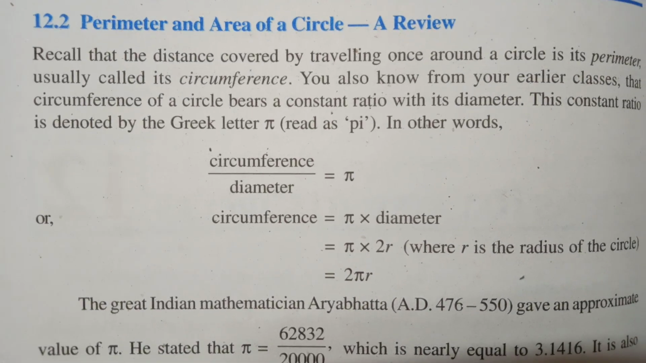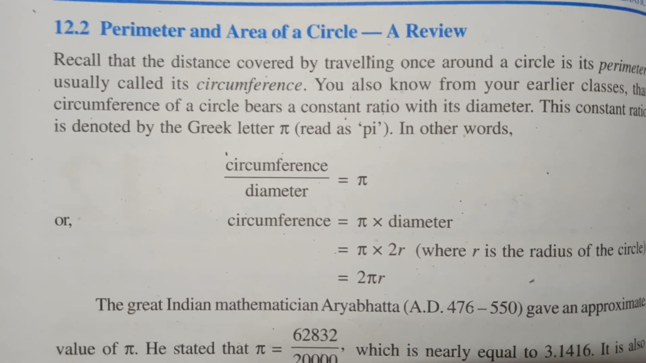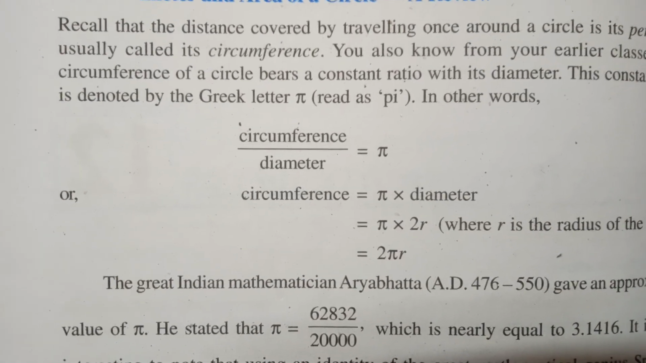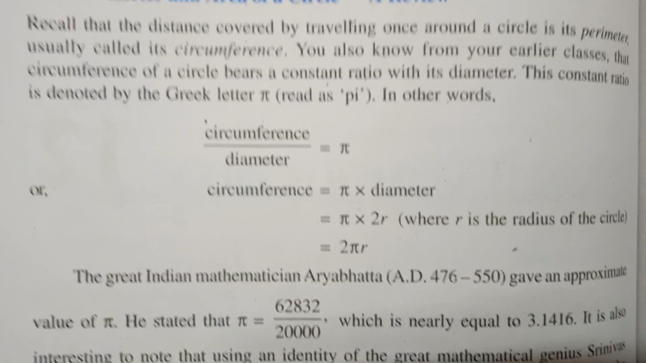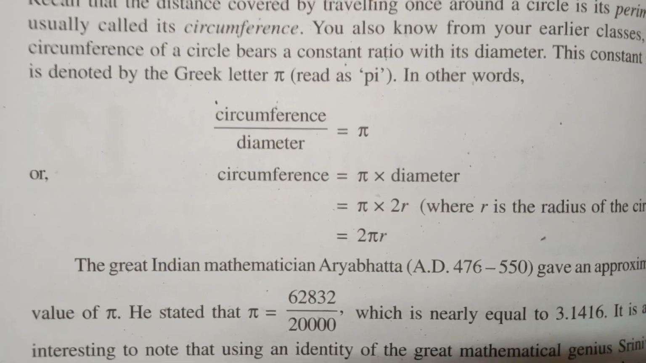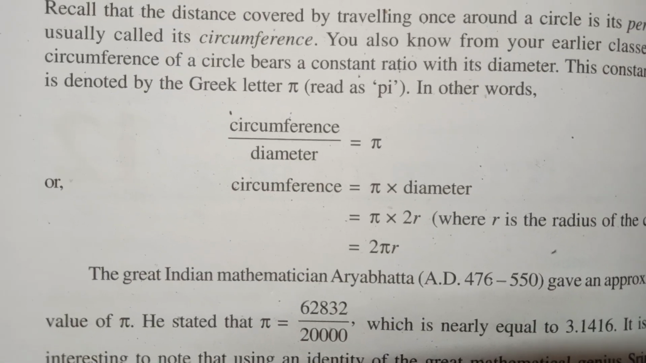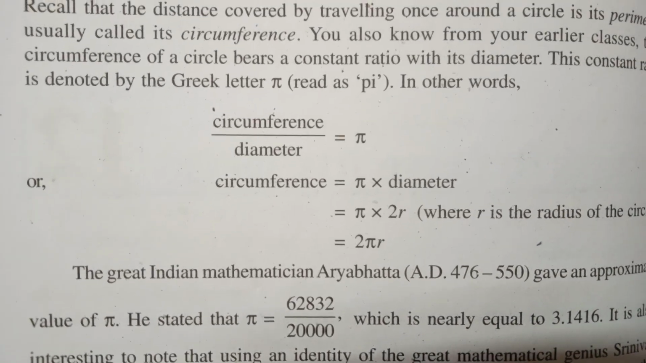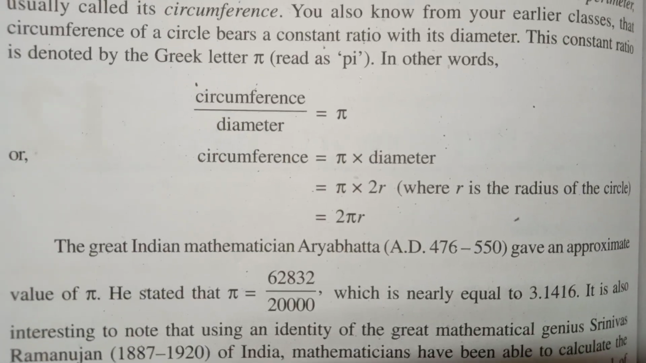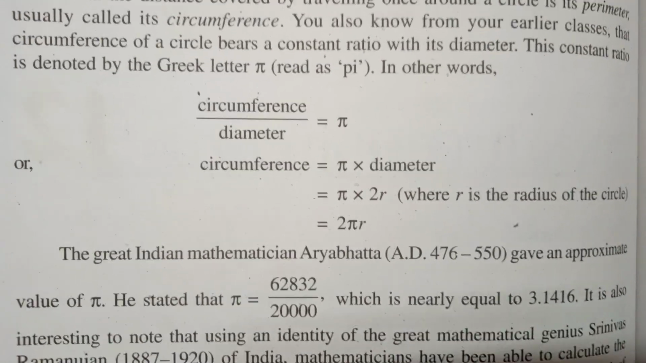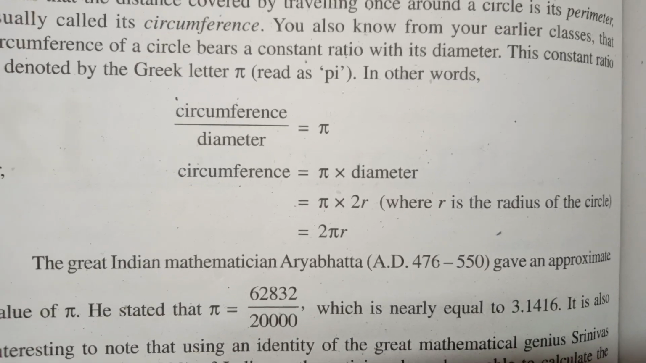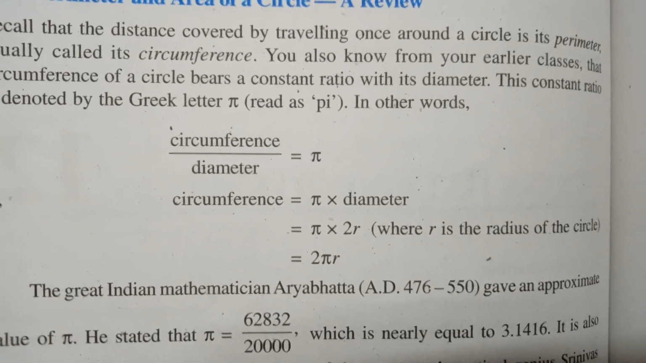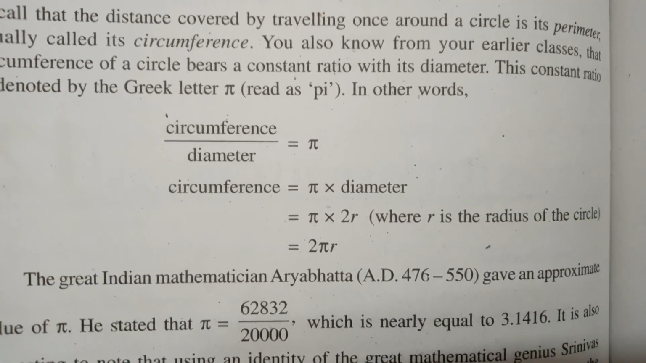Now we are seeing the perimeter and area of a circle. How are we going to get the circumference? There is a relation between the circumference of a circle and its diameter. The ratio of the circumference and diameter is pi. If you transpose, circumference is equal to pi into d, where d is the diameter. Diameter is 2 times its radius. So we can write pi into 2r, which is nothing but 2 pi r, where r is the radius.